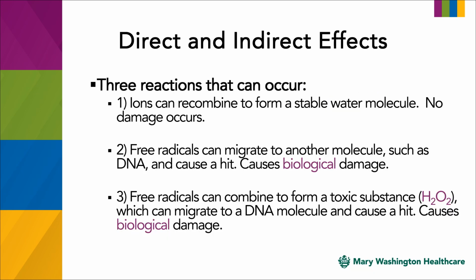There are three reactions that can occur. Number one, ions, which are just positively and negatively charged atoms, can recombine to form a stable water molecule with no damage occurring. A second thing that can happen is a free radical can migrate to a molecule such as DNA and cause a hit, and if this happens, it causes biologic damage. And the third is free radicals can combine to form a toxic substance which migrates to the DNA molecule and causes a hit, and this also causes biological damage.